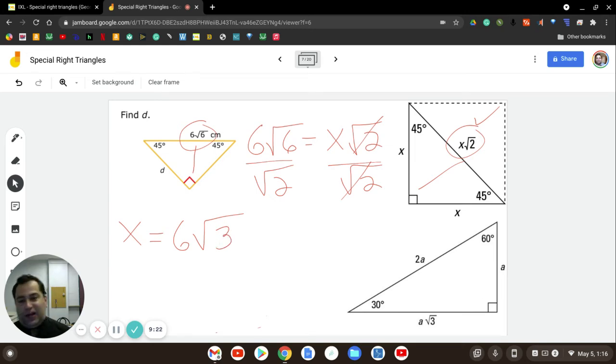I go back to my example. I want to find D. D is opposite the 45-degree angle. Opposite the 45-degree angle is x. Therefore, D is equal to x, but I know what x is, so D is going to be 6 square root of 3.